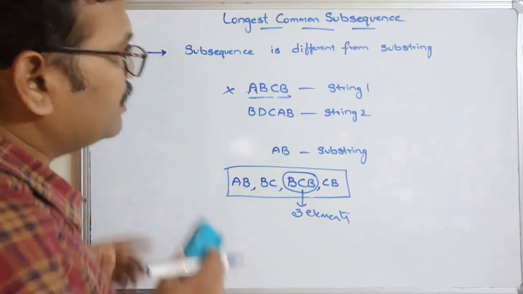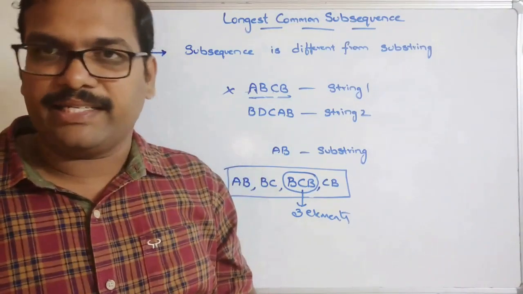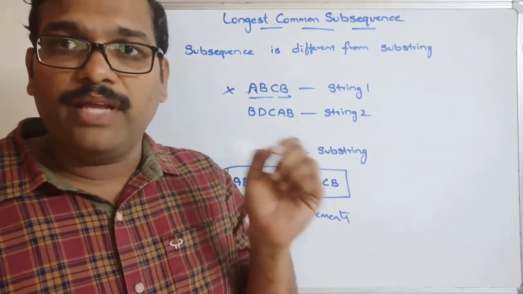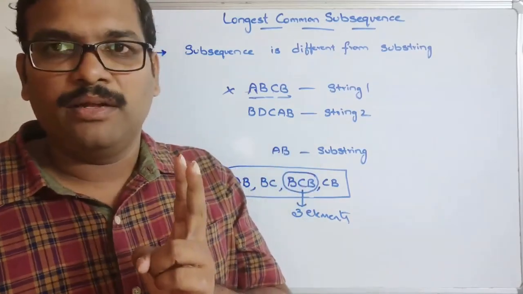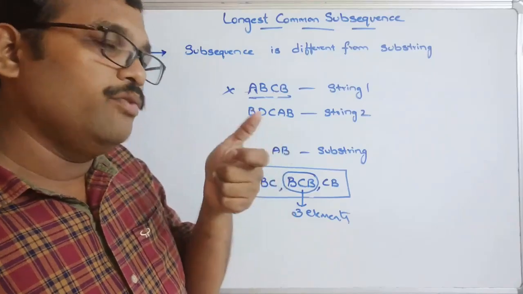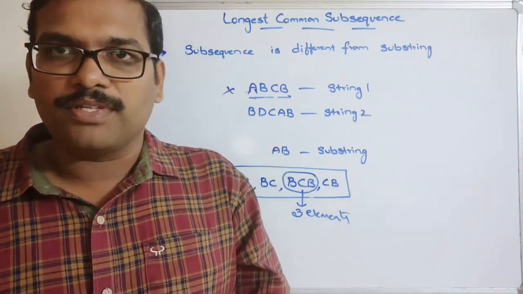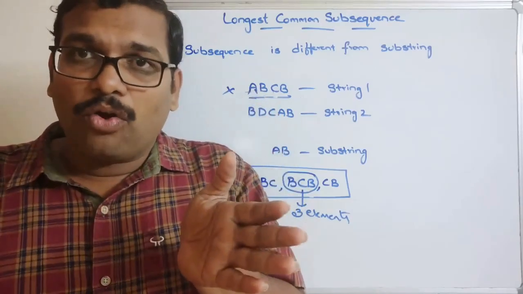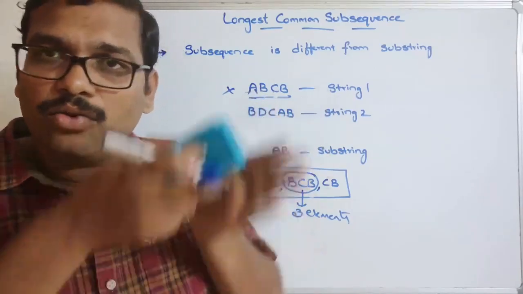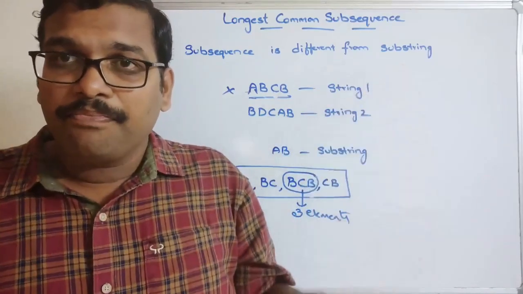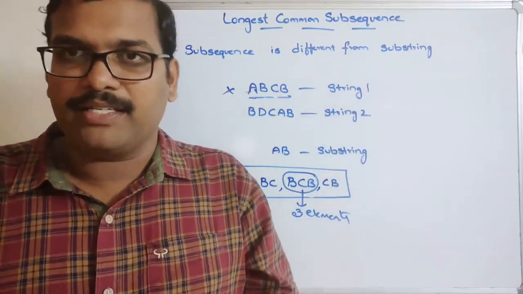Okay, right. So how to find all these things? Just we have to remember 2 formulas, and first of all we need to draw a matrix. Matrix means rows and columns. So towards the rows we have to write down one string, towards the columns we have to write down another string, so that we'll get some matrix, 2D matrix.